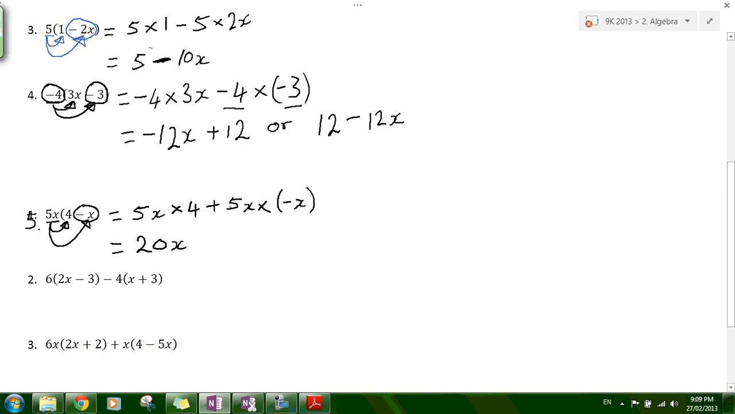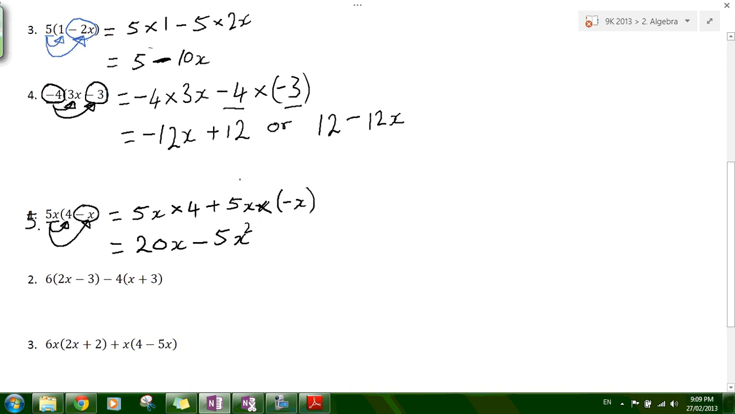20 lots of x. Now we have a positive 5x plus 5x multiplied by a negative. So that's going to be minus 5x squared. Because when you have x times x, it raises the power to x squared. And so we have 20x minus 5x squared.